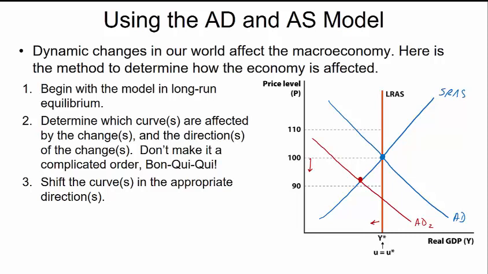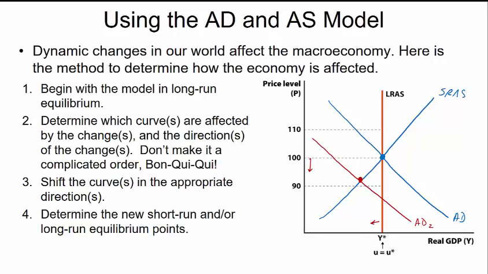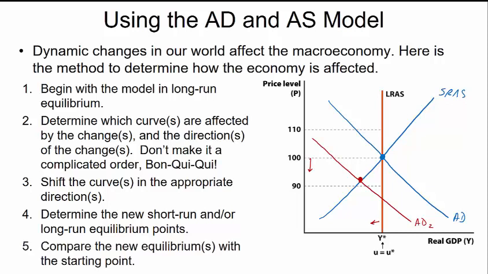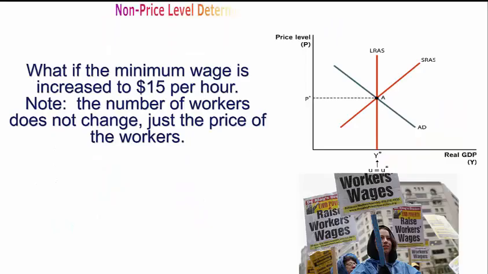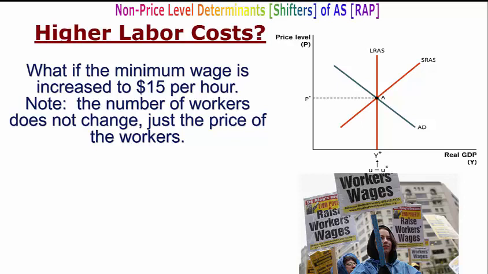Alright? So basically that's what we're looking at. I want you to understand what happens on this model when a situation occurs. Again, don't make it overcomplicated. So let's do some examples of things that will shift the aggregate supply curve.